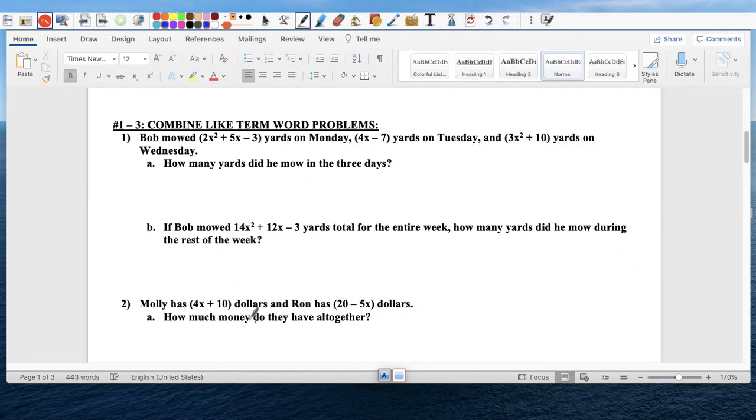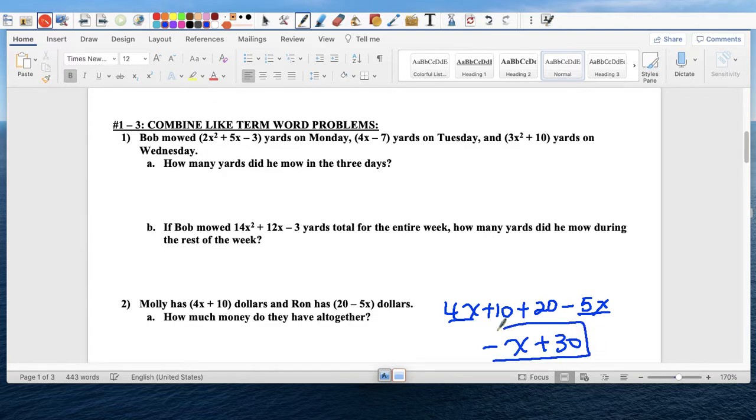Molly has this much and Ron has that much. How much do they have all together? So this one's just an addition problem. And again, I don't need the parentheses, I can combine like terms. 4x and minus 5x is just negative x, and 10 plus 20 is just 30. So altogether, they have this amount.